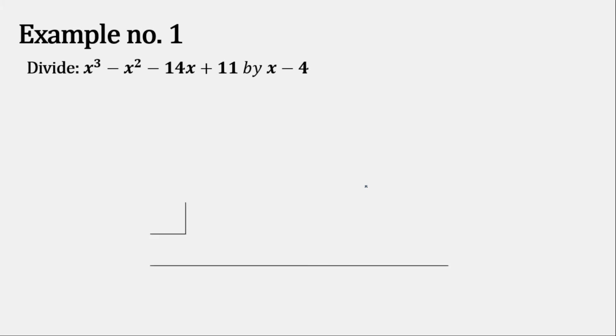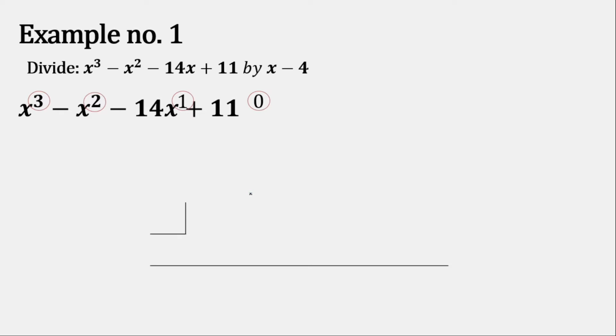First thing that you will do is let's create a table for our synthetic division. Next, let's arrange each term into descending order of their degrees. For example, in this given, our dividend has the highest degree of 3, followed by 2, followed by 1, and followed by 0. So in this case, we have our terms already arranged.